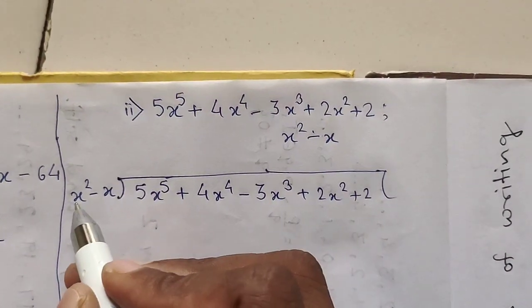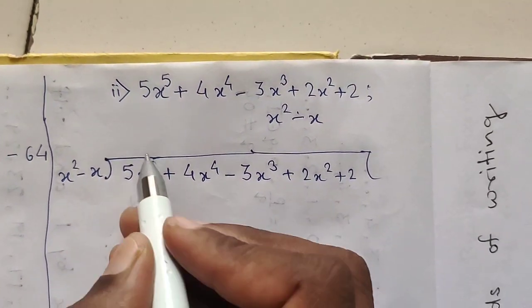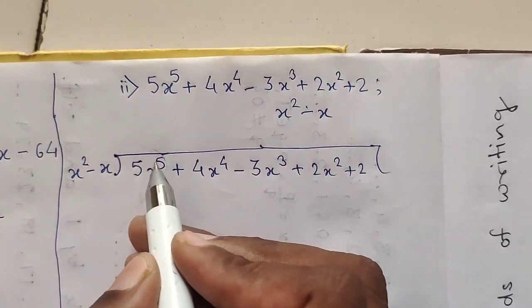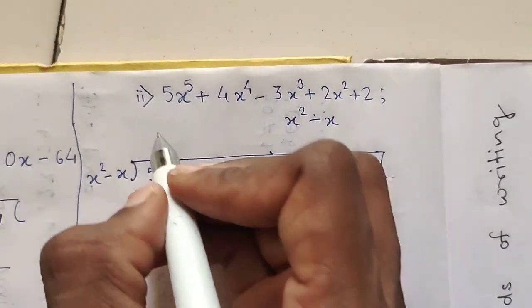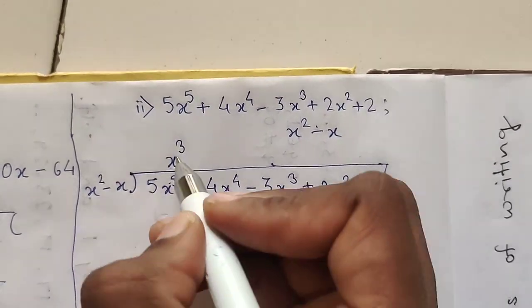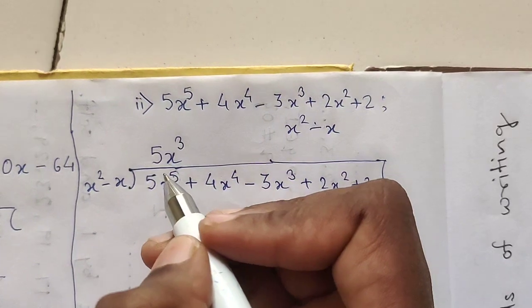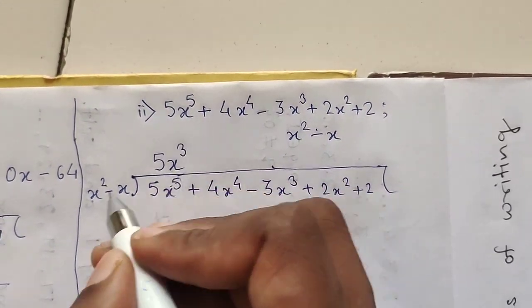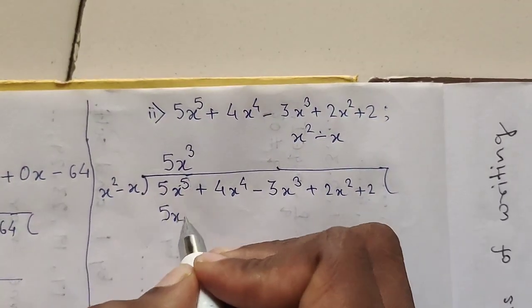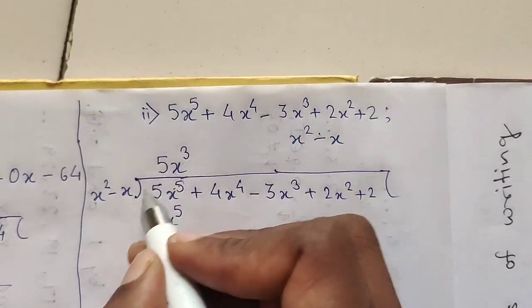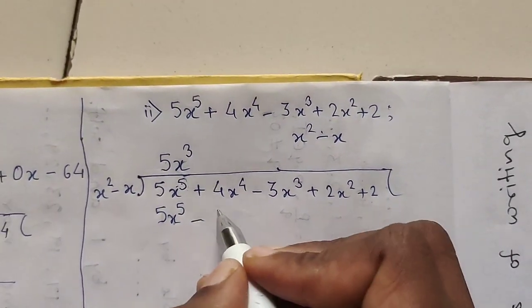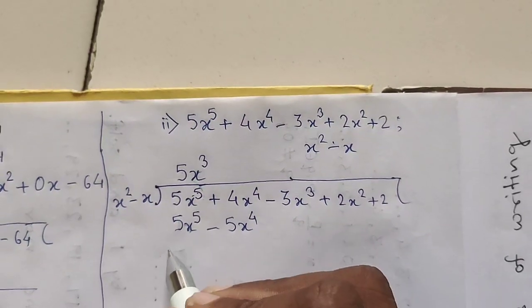Now see, what is your first term? x square, and here 5x power 5. So you can see here x square is there, and here x power 5, that means x cube is missing, so you are going to write x cube, and also you can see 5 is also missing, so write here 5. Okay, now multiply 5x cube in both, so if you multiply 5x cube here, you are going to get 5x power 5, and if you multiply by minus x, you are going to get minus 5x power 4. Okay, now let us subtract.